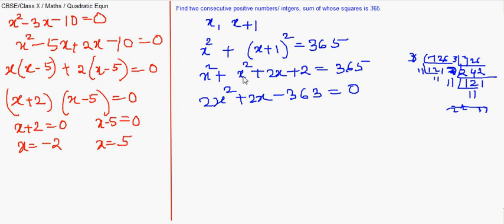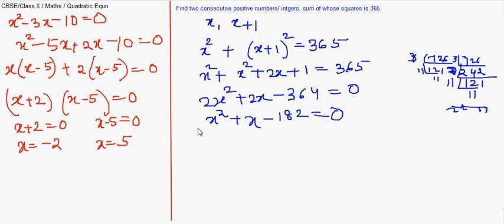What I now observe, I think I made some mistake somewhere. Oh yeah, a plus b whole square is a square plus 2ab plus b square, that gives me 1, and if I carry this it will give me 364. Thereby if I reduce this, it gives me x square plus x minus 182 equals 0.